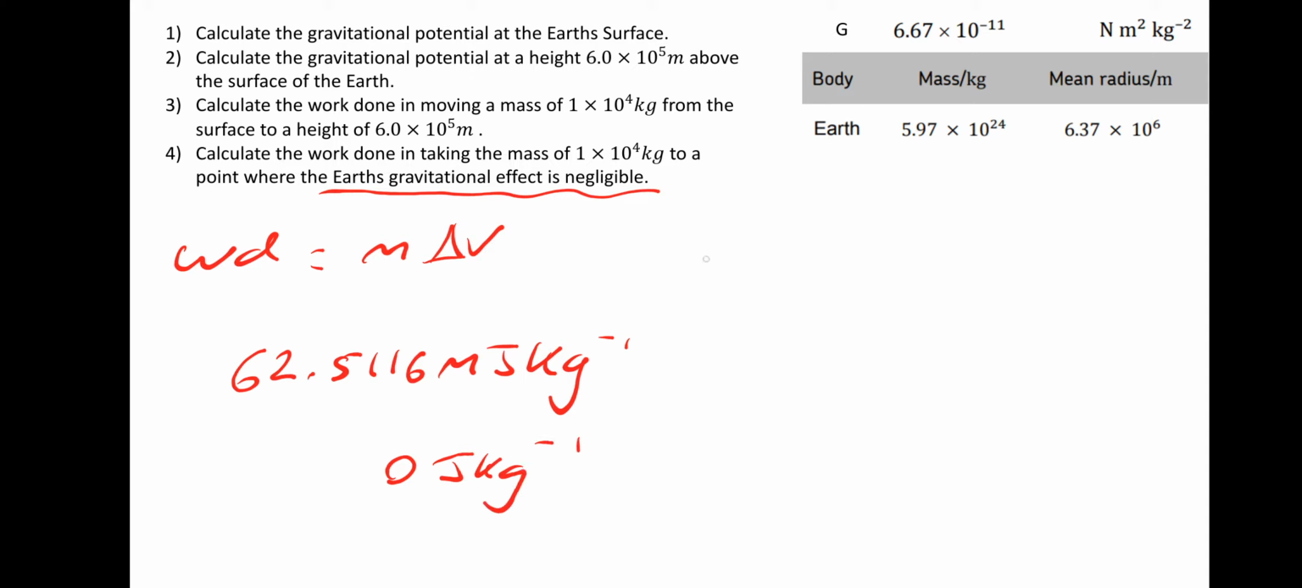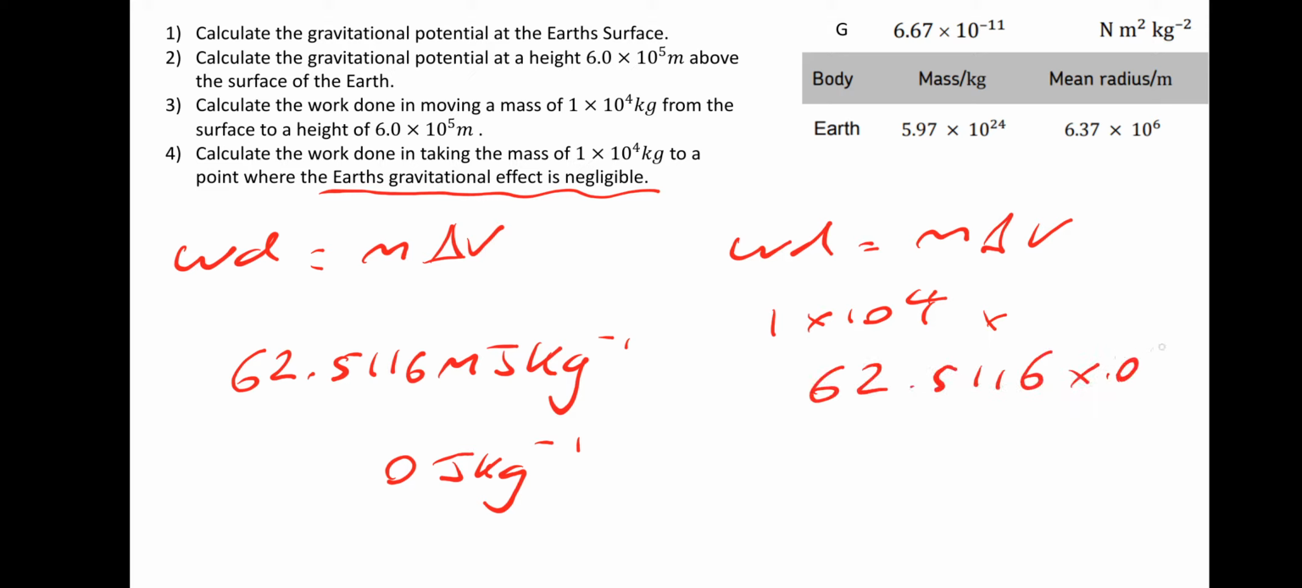And at infinity, the gravitational potential is 0 joules per kilogram. So the work done in taking the 1 times 10 to the 4 kilogram mass to a point where the Earth's gravitational effect is negligible is work done is mass times change in potential. So the mass is 1 times 10 to the 4. And the change in potential is 62.5116 megajoules per kilogram minus 0. So just multiply by 62.5116 times 10 to the 6. And that gives us an answer of 6.25 times 10 to the 11 joules, or 6.3 times 10 to the 11 joules.